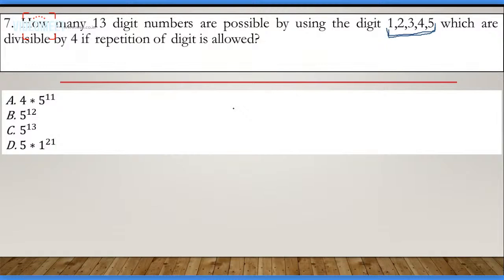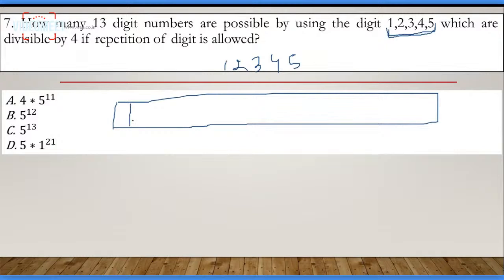First of all, we check the divisibility rule of 4. According to the divisibility rule of 4, the last two digits of any number must be 0 or divisible by 4. The number has 13 digits, so we draw 13 boxes: 1, 2, 3, 4, 5, 6, 7, 8, 9, 10, 11, 12, and the last one is the 13th box.